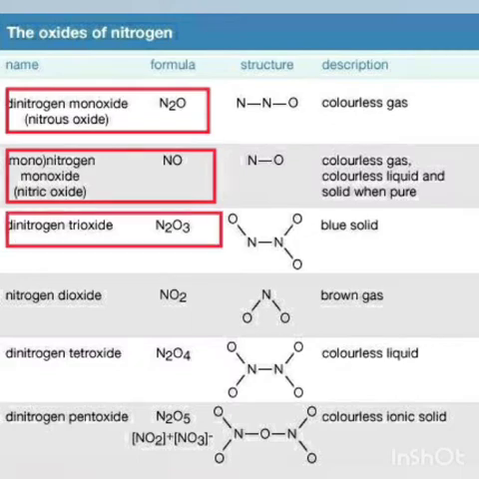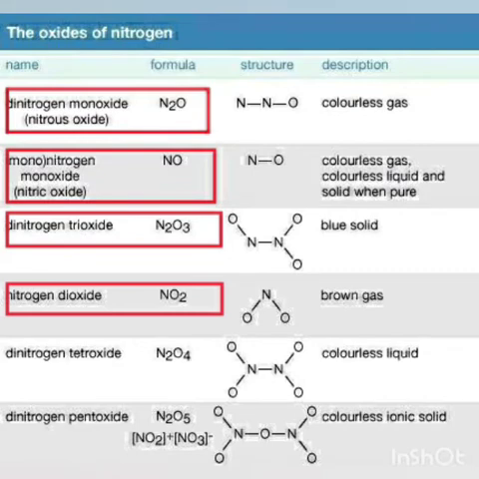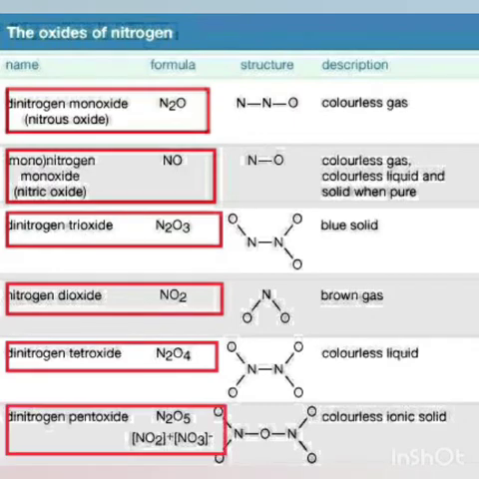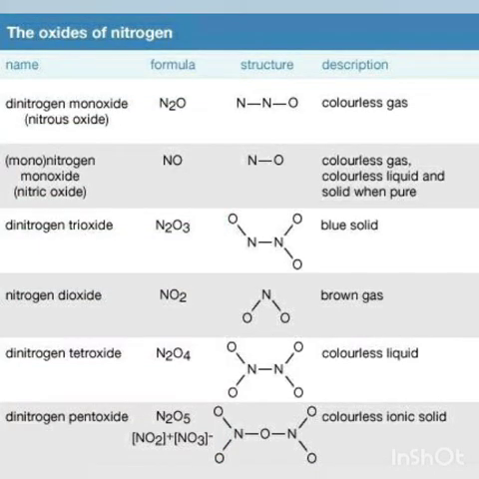Then there is dinitrogen trioxide, that is N2O3. Next one is nitrogen dioxide, that is NO2. Then dinitrogen tetroxide, that is N2O4. And finally we have dinitrogen pentoxide, that is N2O5. So these are the important oxides of nitrogen.